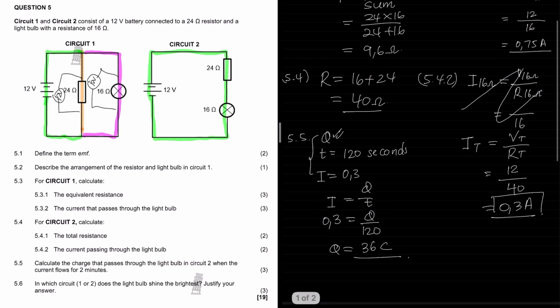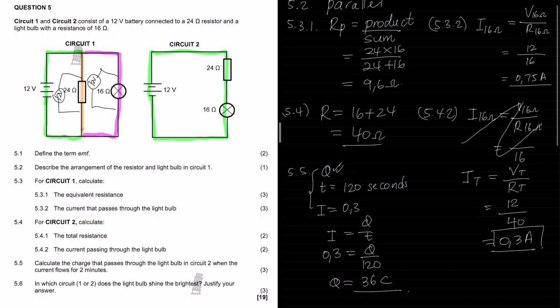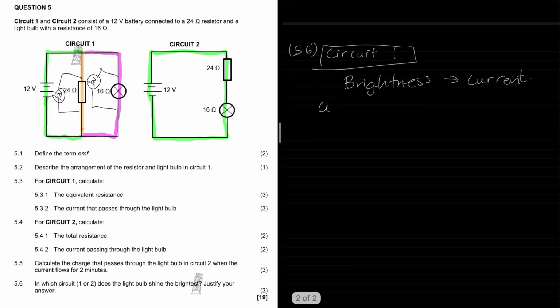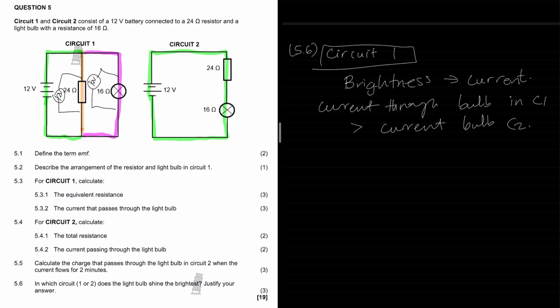Now we can look at the current in circuit 1. We worked it out as 0.75. In circuit 2, it was 0.3. So the current through the bulb in circuit 1 is greater than the current through the bulb in circuit 2. And so the brightness is going to be more in circuit 1 than circuit 2.